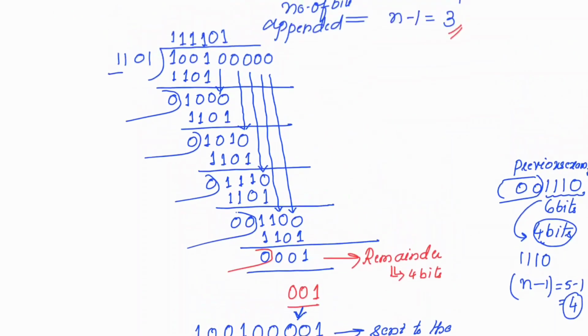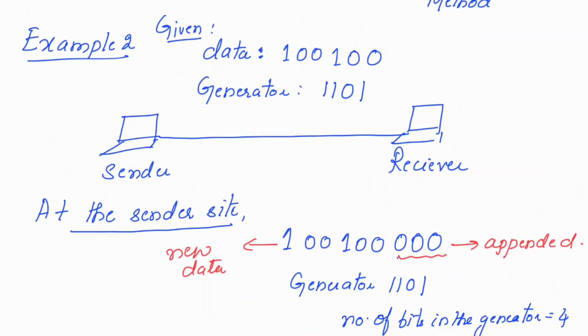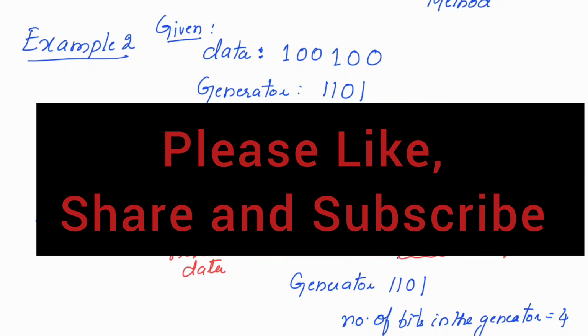So it is clear to you all the complete explanation for the cyclic redundancy check error detection method.